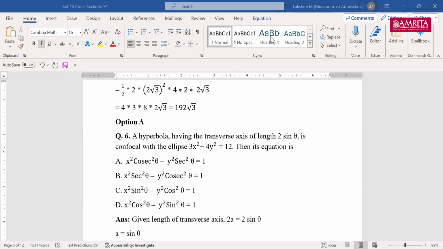Okay. So a hyperbola having the transverse axis of length 2 sine theta is confocal with the ellipse 3x square plus 4y square equal to 12. Then the equation of the hyperbola. Hyperbola having the transverse axis of length 2 sine theta is confocal with the ellipse 3x square plus 4y square equal to 12. Then its equation is.